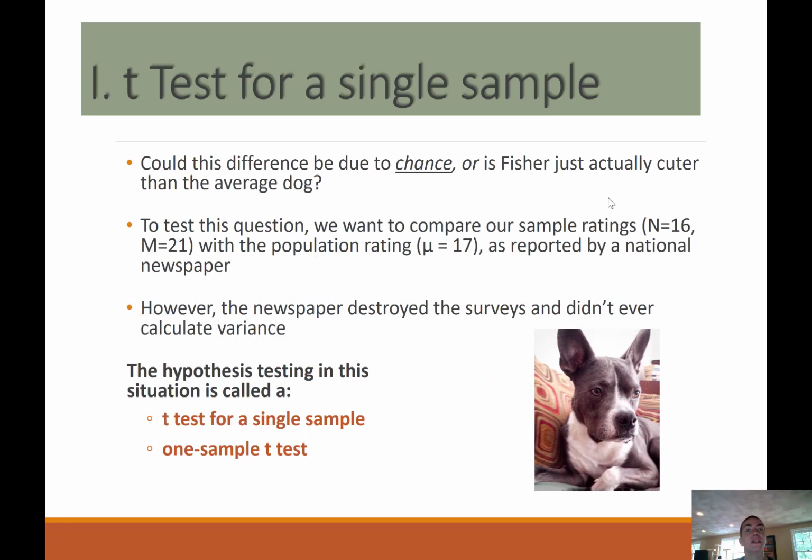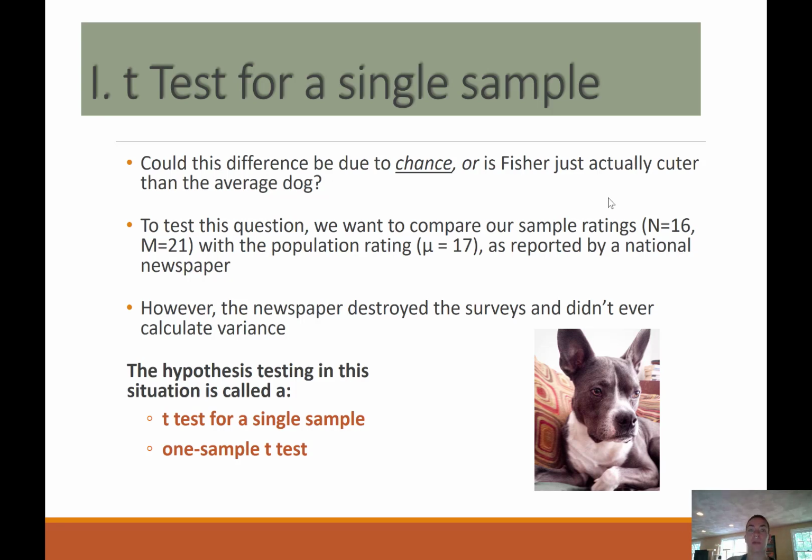Could this difference be due to just chance? So maybe my sample happened to rate Fisher a little bit higher, but it doesn't necessarily mean that Fisher is significantly cuter than the average dog. Or is my mean high because presumably Fisher is actually, in the real world, cuter than the typical dog? To figure that out, we want to compare our sample ratings to the population mean.